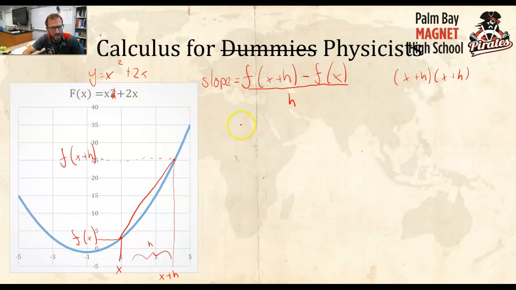So what we're going to do is say the slope is equal to the function of x plus h. The function is x squared plus 2x, but what we've got to do is plug x plus h into there. So what we have is (x plus h) squared plus 2(x plus h), right? And then we're going to subtract, I'm going to put it in parentheses, the whole function of x, which is just what we see here, x squared plus 2x, okay? And all of that is over h.